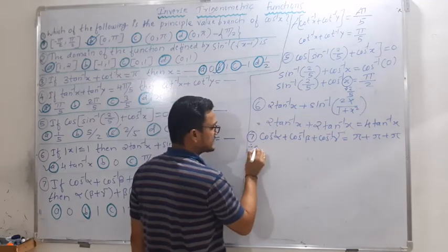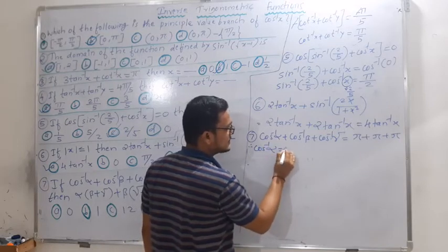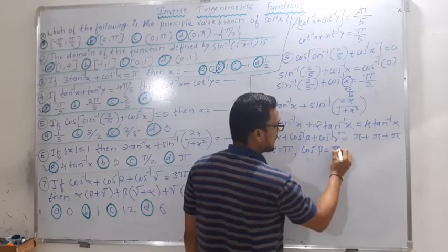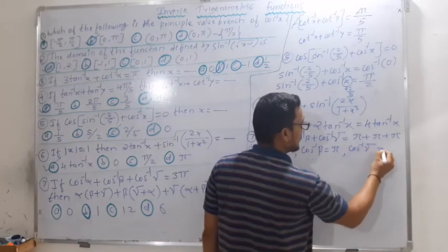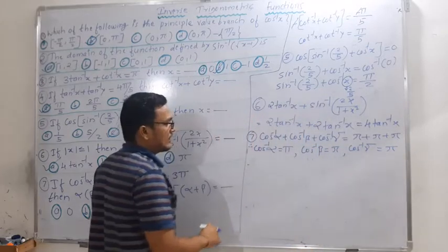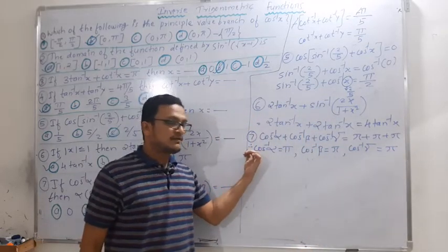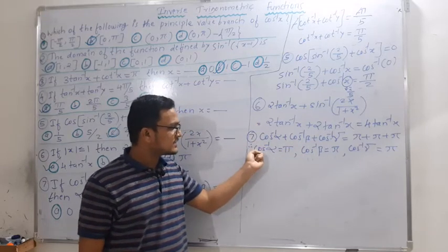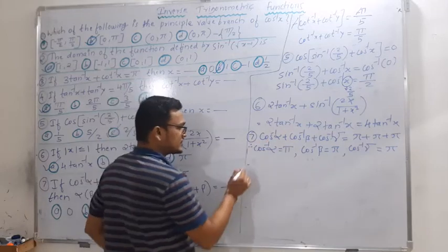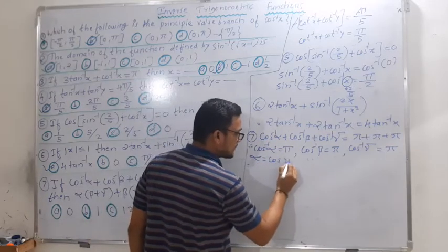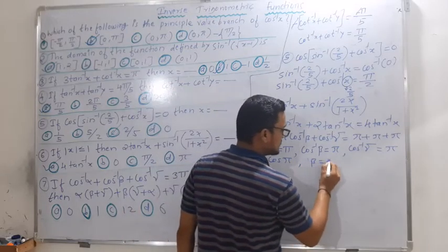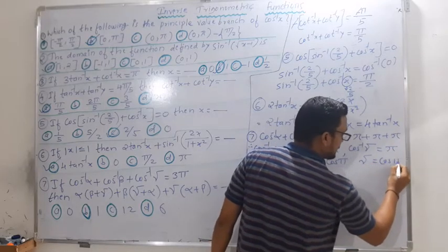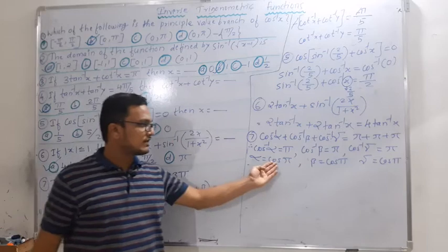So what expressions do we have? Cos inverse alpha is pi. The next, cos inverse beta, is equal to pi. Next, cos inverse gamma is again pi. Now as I told you, if you transfer a normal function to the other side, it becomes inverse. Now here it is an inverse function. If I transfer this to the other side, it becomes a normal function. Therefore alpha is equal to cos pi. Similarly beta is equal to cos pi, and gamma is equal to cos pi. And what is the value of cos pi?